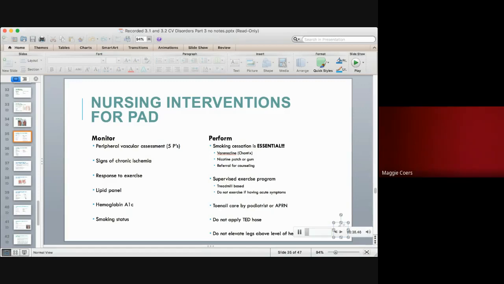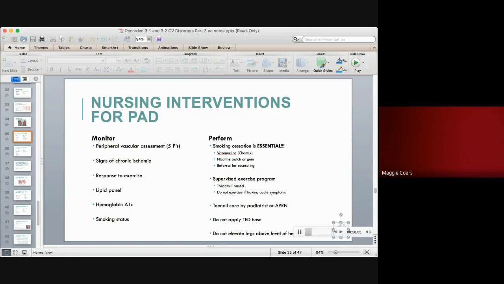We want to check for signs of ischemia. We want to check for ulcers, for cracks in the feet. We want to make sure that the patient can wiggle their toes, checking the pulses, making sure that the feet are nice and warm. Those are all signs, those 5 Ps, of chronic ischemia.